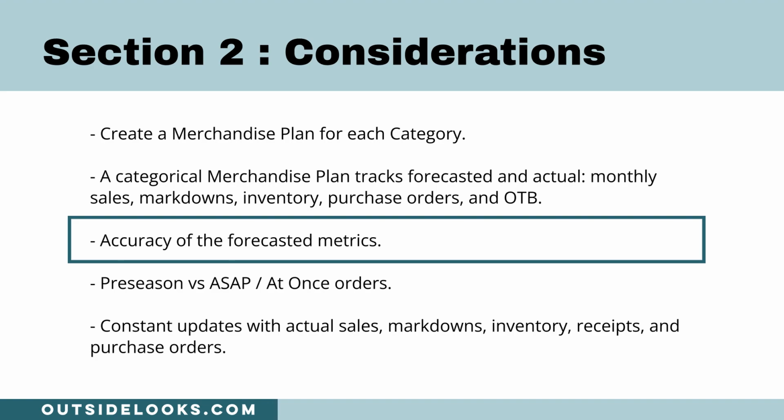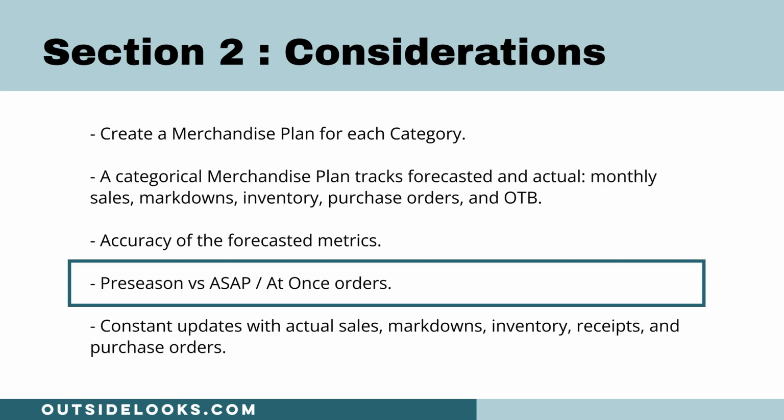The next consideration is the accuracy of your forecasted metrics, mainly pertaining to forecasted sales and forecasted markdowns. If your actual sales are much higher than your forecasted metrics, then you're going to need more inventory and more receiving than you really anticipated. If you miss sales, if actual sales are less than your planned metrics, then you're going to need less inventory in the grand scheme of things. If your predictions are accurate, then you're not having to make that many adjustments in your future purchase orders.